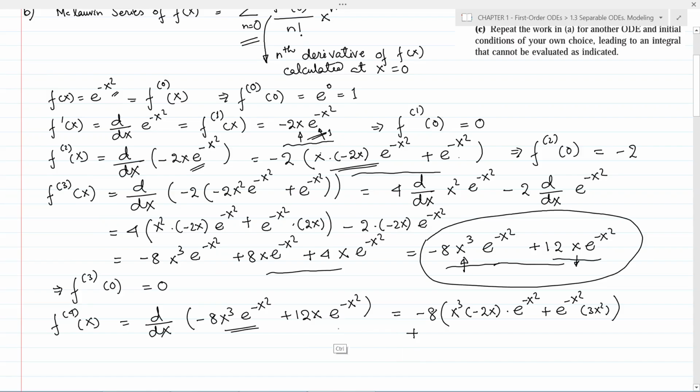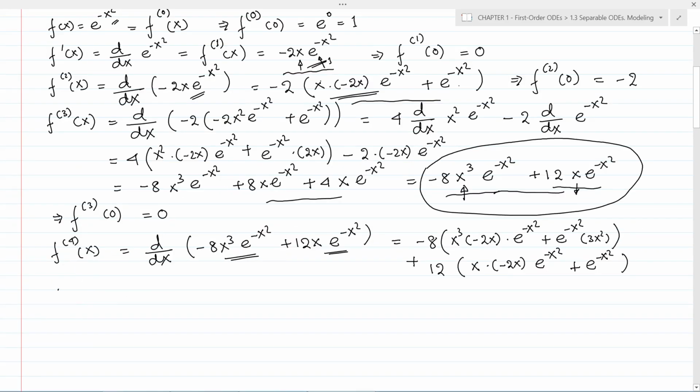plus the second term. For this we can write 12 multiplied by, we will use the product rule here and we can write x multiplied by minus 2x multiplied by e to the power minus x square plus e to the power minus x square multiplied by derivative of x, which is 1.